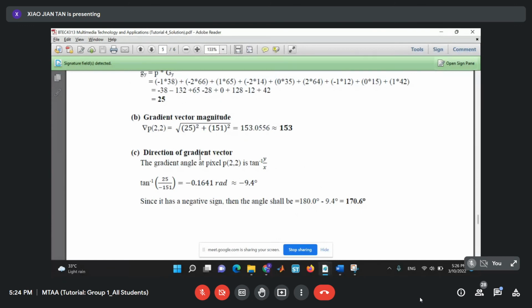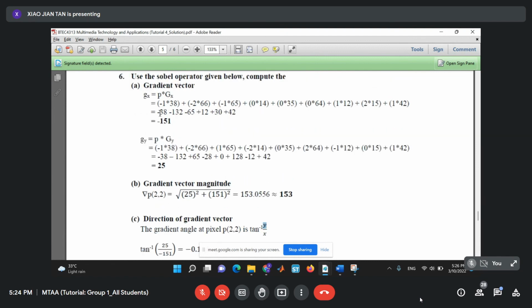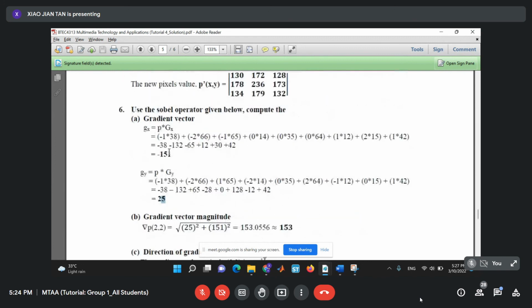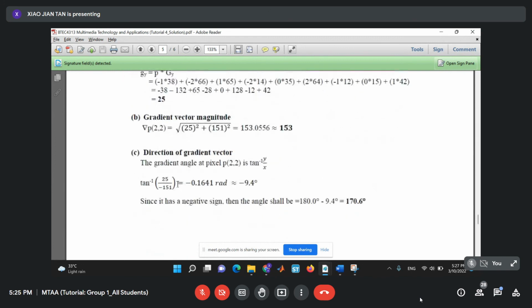So the direction of the gradient, this is not in the lecture notes, I think. Okay, the gradient angle at the pixel 2, 2, you see, should be 2, 2, right? It's arctangent of y divided by x. Okay, so arctangent y divided by x, what is the y value? Is this one. Okay, you just put your y value there, and the x value, which is this one. So, and you just press your calculator.